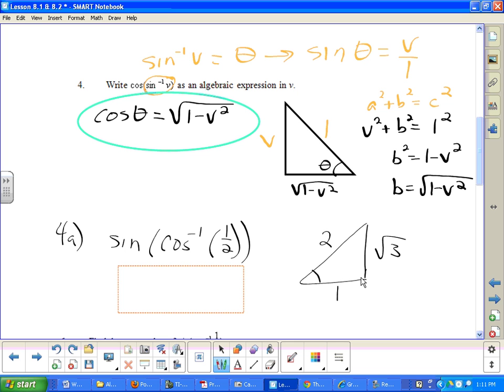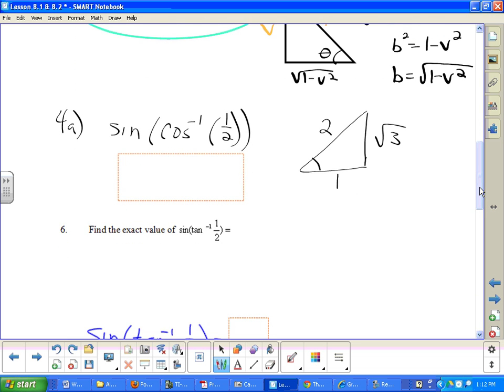So what I'm going to do is look at this with a number that we know, so that maybe it'll make a little more sense. Here I have the sine of the inverse cosine of 1/2. Let's take the unit circle just for a moment and find the answer.